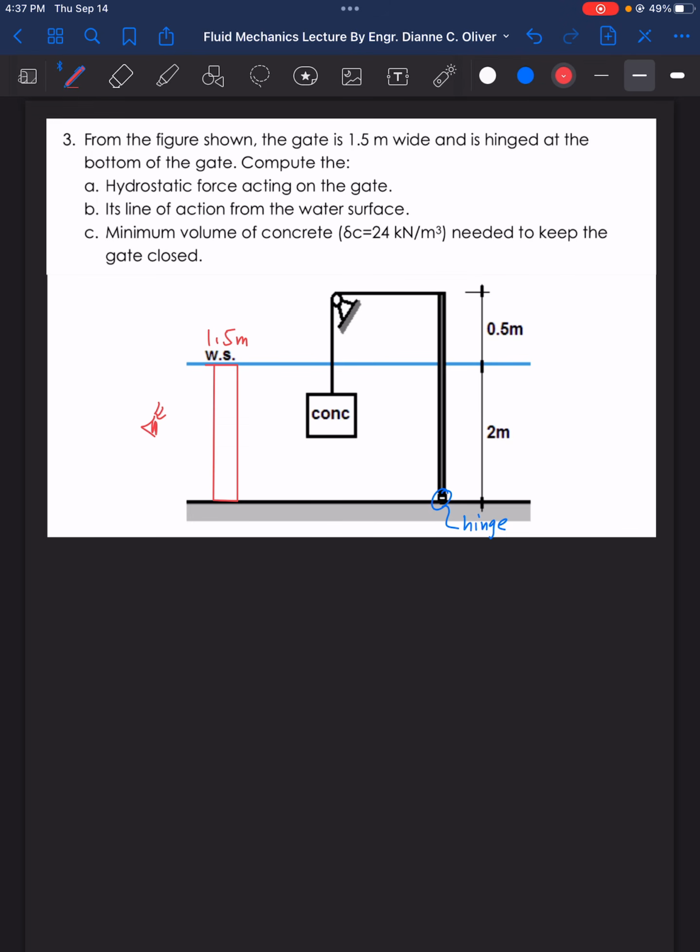Hydrostatic force acting on the gate for letter A. Letter B, its line of action from the water surface. And letter C, the minimum volume of concrete, this concrete here, needed to keep the gate closed given the gamma of concrete. Okay, so we have a pulley here. Observe the mechanism. This is the gate. We have a pulley and this is the rope. And here is the concrete.